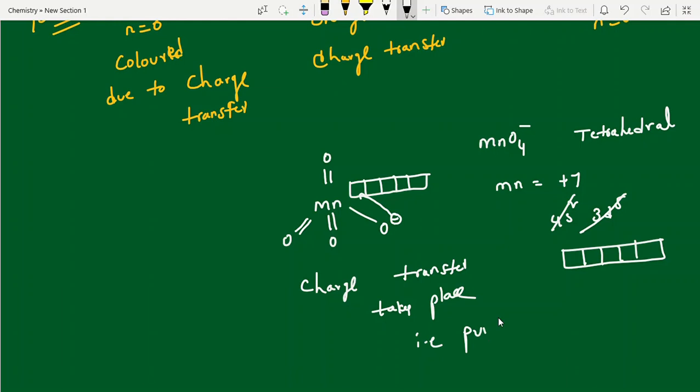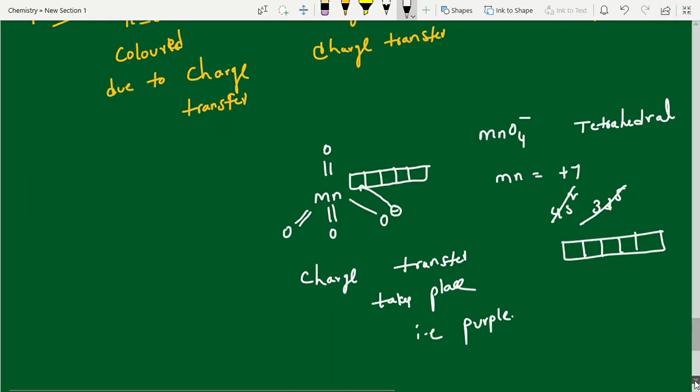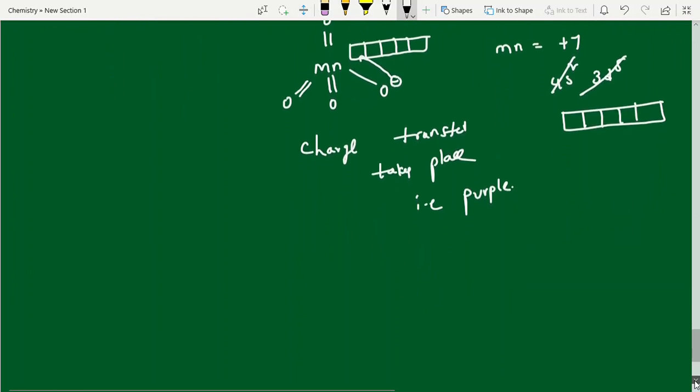Last question: among the following, which is colored due to charge transfer, not due to unpaired electrons? The last questions are like that. So this is one of the most important, frequently asked questions in d-block elements, students. Is it clear? Now going to the next question.